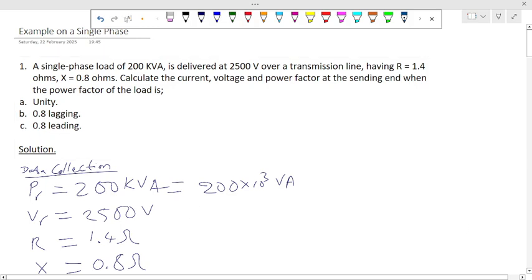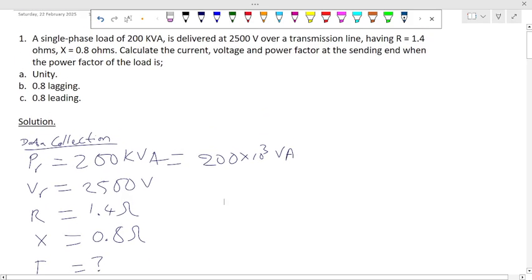So the first thing, a very simple approach, is just data collection. The power at the receiving end, we've seen, is 200 kVA, which is 200 times 10 to the power of 3 VA. Then the voltage at the receiving end, that is delivered, is 2500. Then the resistance R is 1.4, reactance 0.8. So those are the given data.